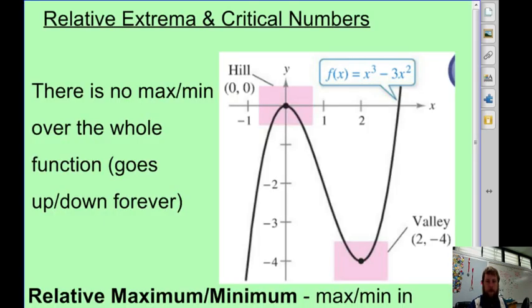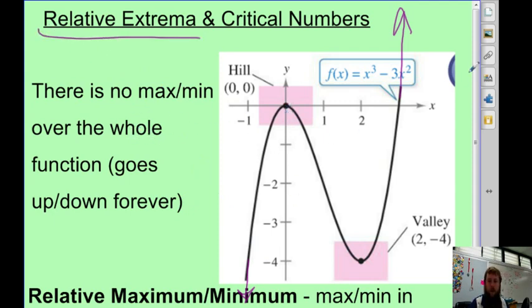All right, moving on. There we go, relative extrema and critical numbers. We have this concept of a relative extrema. If I look at this function here, x cubed minus 3x squared, and you graph this, it keeps going down forever in this direction and keeps going up forever this way. You might say there's no maximum because it goes up forever and down forever. But we have something called the relative extrema.